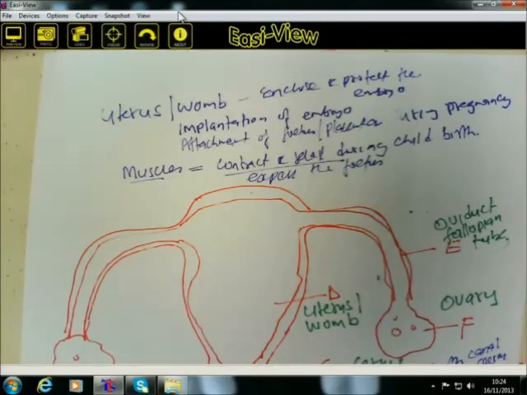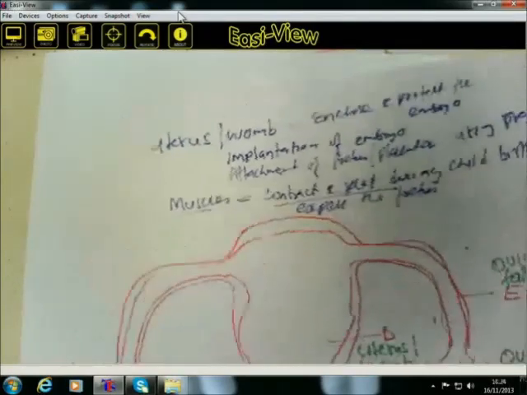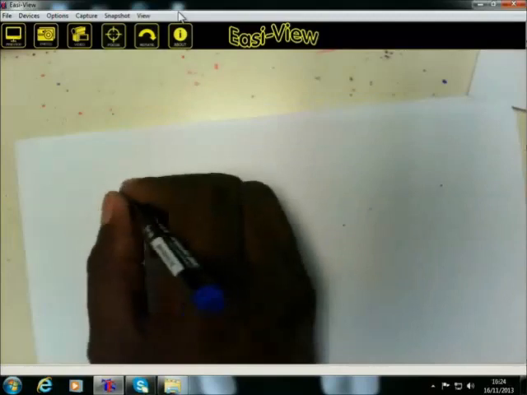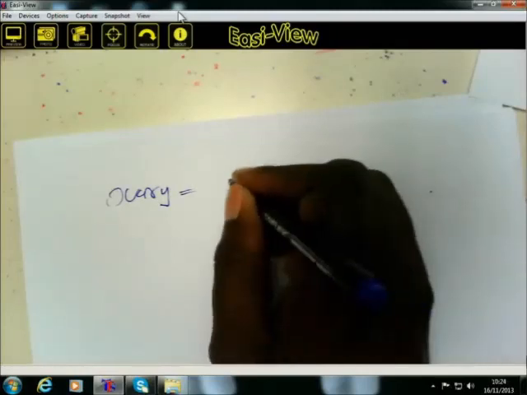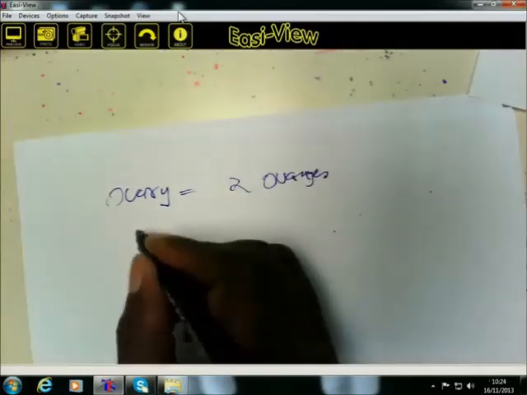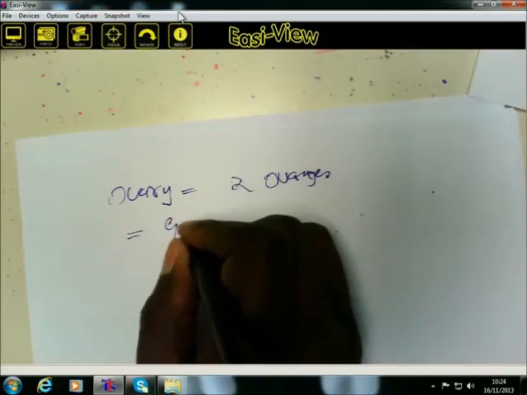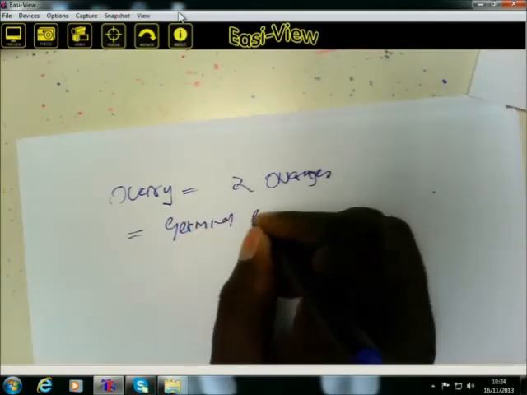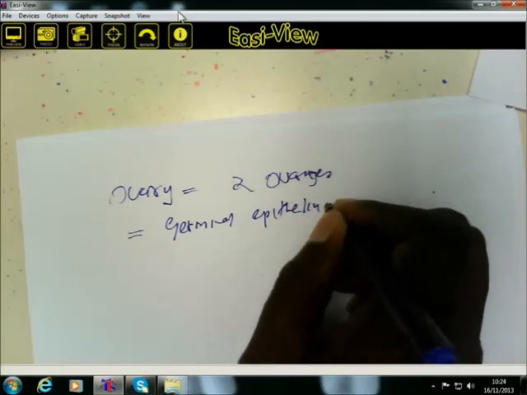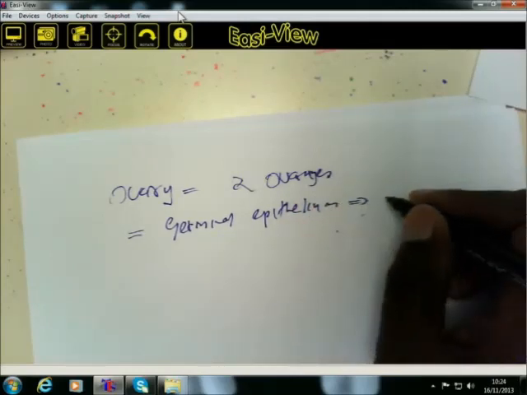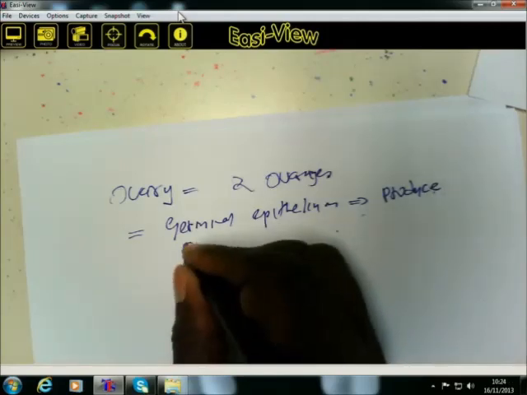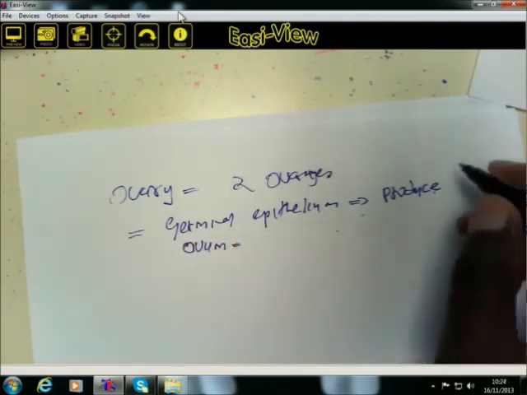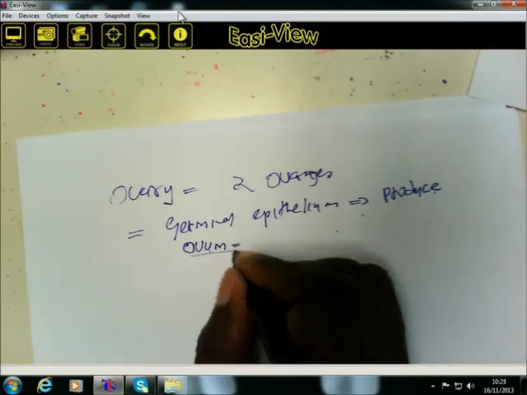Lastly, we are going to the last part here called the ovary. Now I want us to look at the ovary. There are two ovaries in the female reproductive system. Now these ovaries also have the germinal epithelium in them, like the testes. This germinal epithelium actively divides to produce ovum.